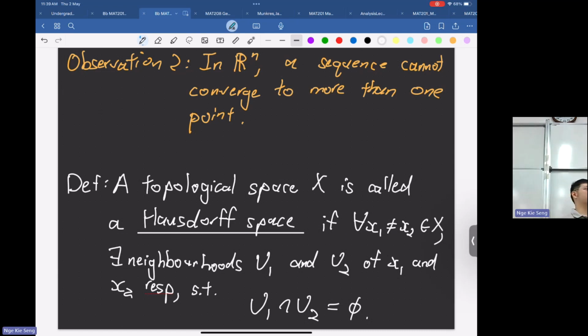So what is a Hausdorff space? You take any two points, and you can form open sets around them that avoid each other.